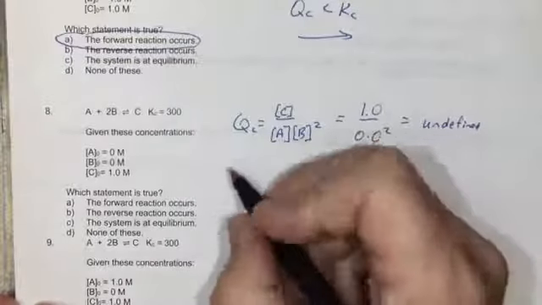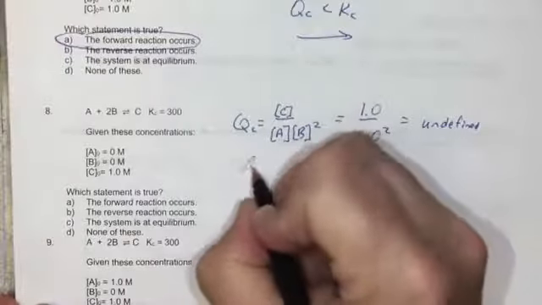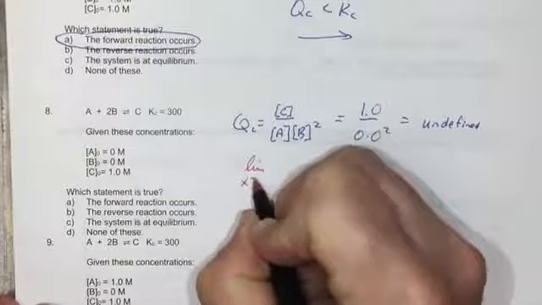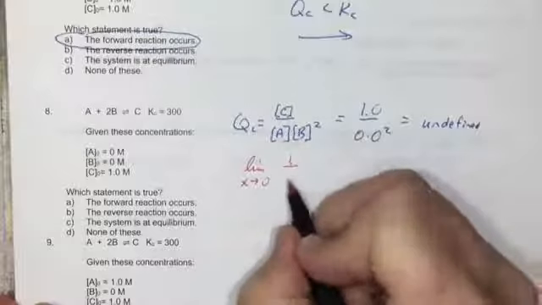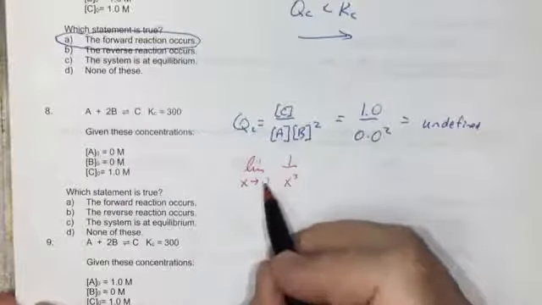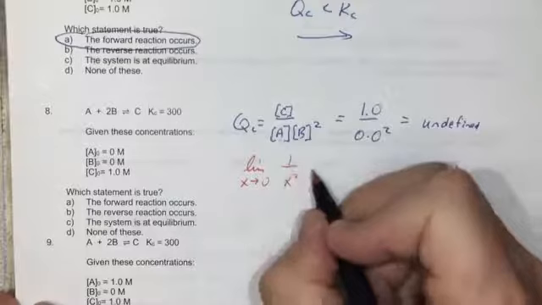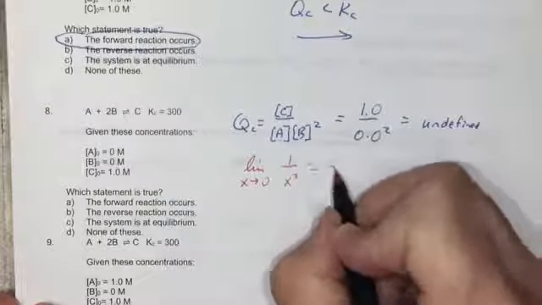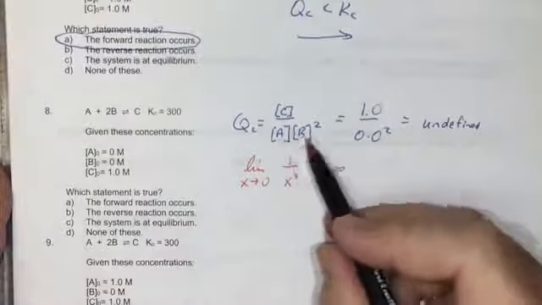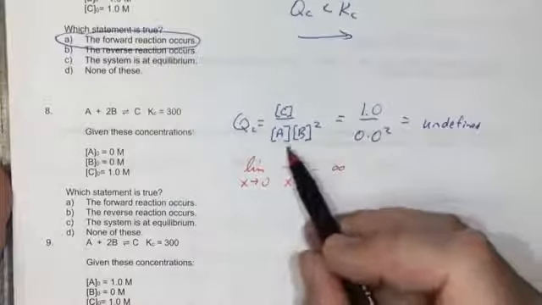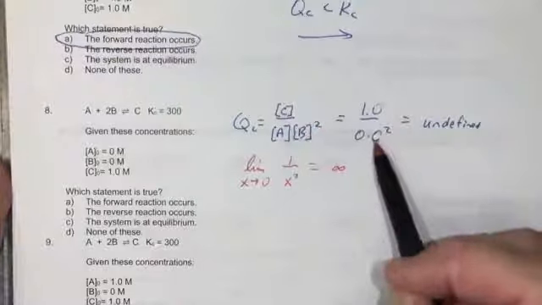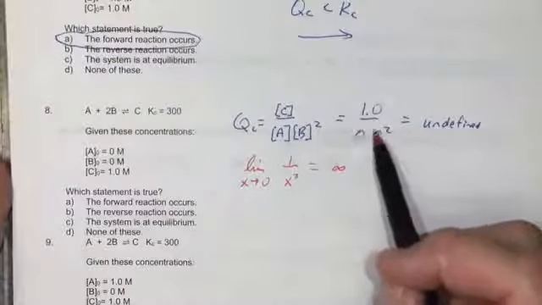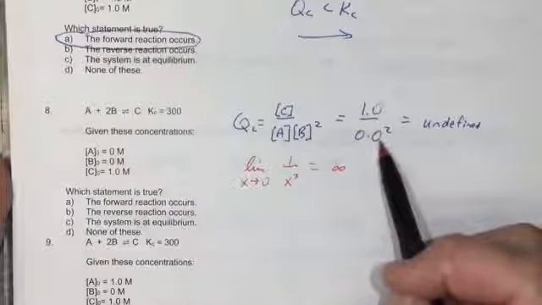However, you know from calculus that the limit as x approaches 0 of 1 over x cubed is equal to infinity. As the denominator gets smaller and smaller, this number becomes infinitely large. So I'm not saying that 1 divided by 0 is infinity, but you can think of the limit as this gets increasingly small as infinity.